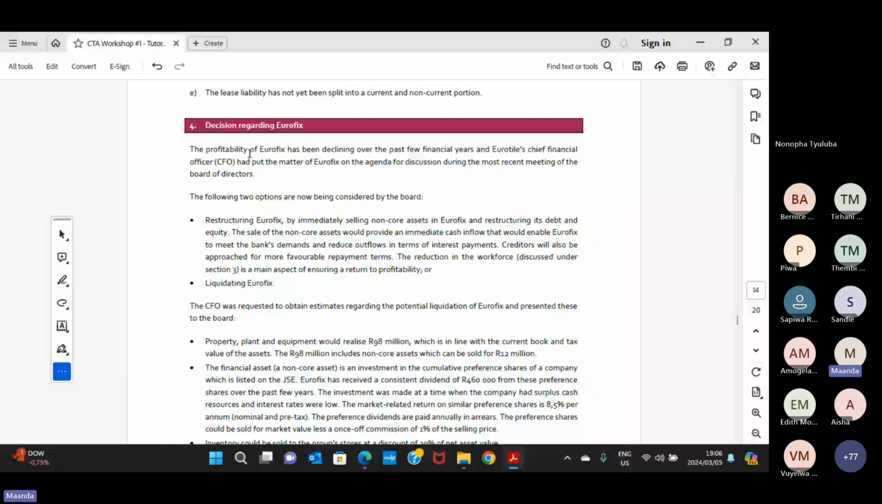Firstly, I'm told that the profitability of Eurofix has been declining over the past years. So again, here I'm thinking about those financial risks, right? To say that if the profitability is declining, am I going to be able to meet my obligations? If that's the issue, then it becomes one of the financial risks that I need to start thinking about, to say that, hold on, it means that we are not really making enough money to pay off some of the debts that we have.